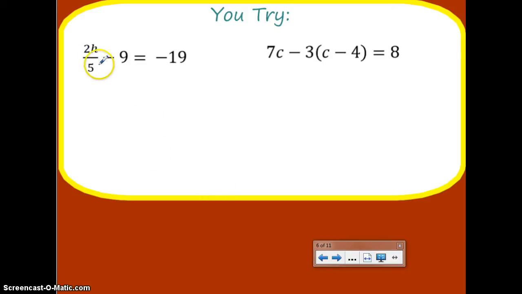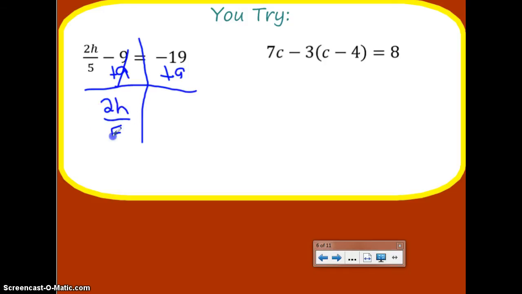So let's look at this first one. This is a little bit different, but still similar because I have that 2h up here. So this is going to take me a couple steps. I have minus 9 equals negative 19. If you draw your line, I'm trying to get rid of a 2, a 5, and a 9. The thing that is farthest away is that 9, so I'm going to do plus 9. So now I have 2h all over 5 equals negative 10.